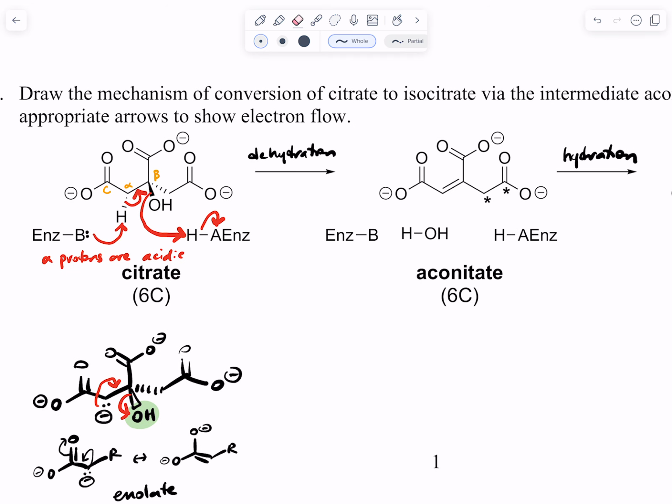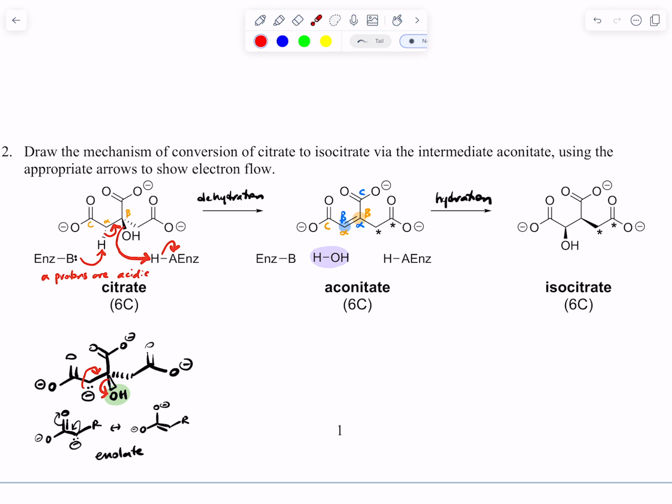Once you get here, this is where I told you that alpha beta unsaturated carbonyl compounds, that is carbonyls with a double bond between alpha and beta carbons, are electrophilic on the beta carbon. So the orange beta carbon could be attacked by a nucleophile, and the blue beta carbon could also be attacked by a nucleophile. If we used water as a nucleophile to attack the orange beta carbon, that would lead us back to citrate. If instead we attack the blue beta carbon, we will go on to isocitrate.